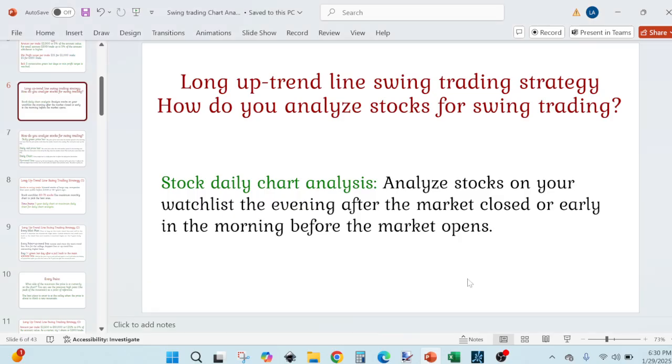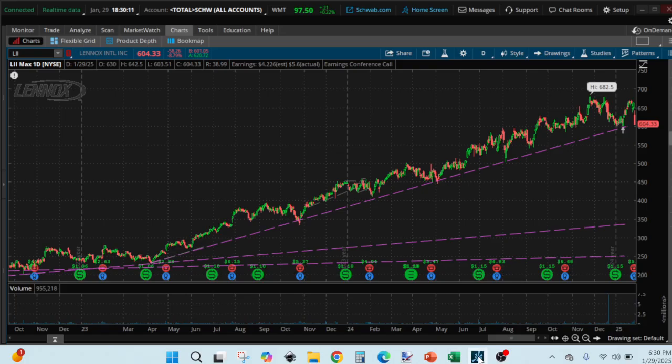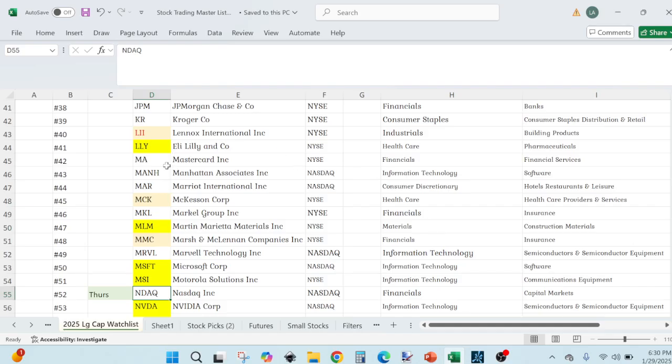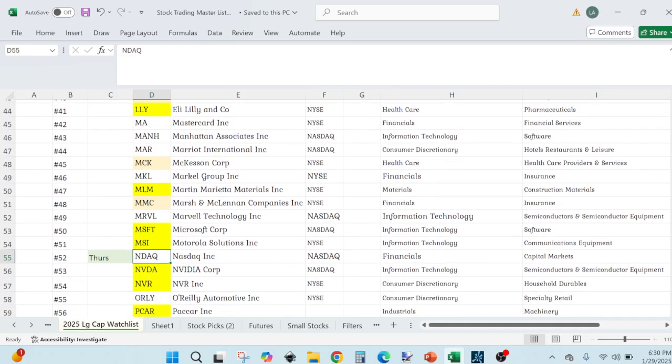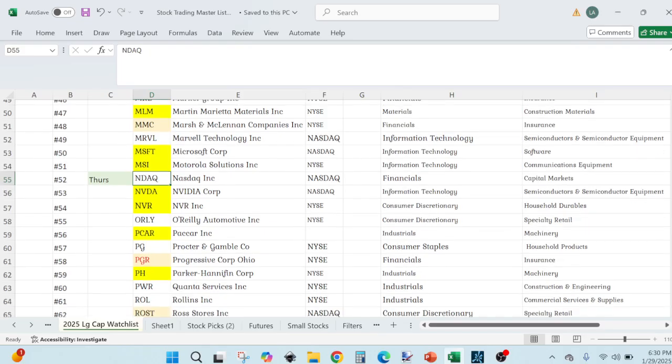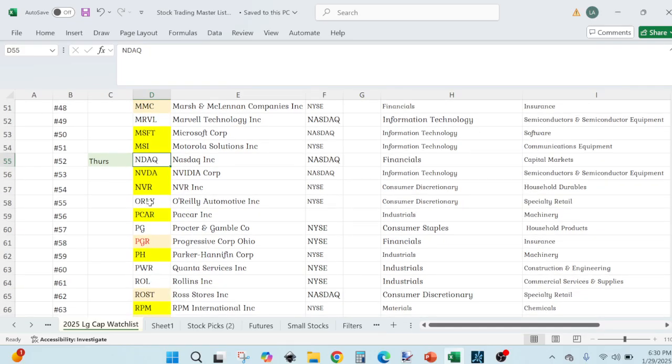Hello, how do you analyze stock for swing trading if you are using a long uptrend swing trading strategy? It is at the end of the market close. So when the market closes at the end of the day or early in the morning, it's good to analyze stocks in your watch list. That will include the stocks that you have in your portfolio, and stocks that you have not purchased yet. We have an example here.